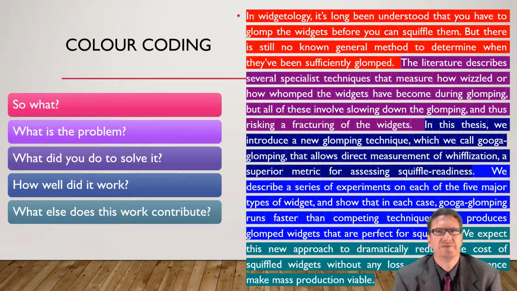So again, taking this apart in terms of our color coding. So what? There is no known general method to determine when they've been sufficiently glomped. Well, clearly that's important for some reason. What's the problem? What did you do? How well did it work? And what else does this work contribute?